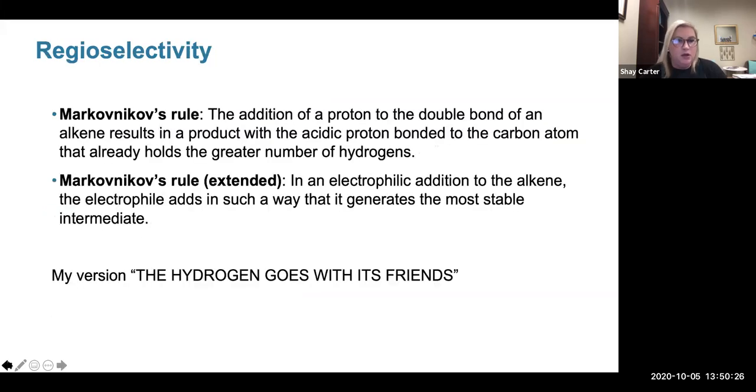Now, Markovnikov's rule. So Markovnikov's rule says that the addition of a proton, okay, which is a hydrogen, to the double bond of an alkene results in the product that has an acidic proton bonded to the carbon atom that already holds the greater number of hydrogens, okay? In other words, let me go back and show you.